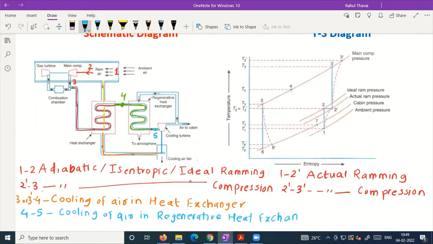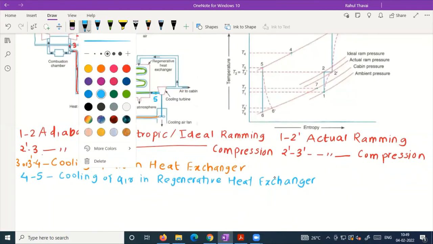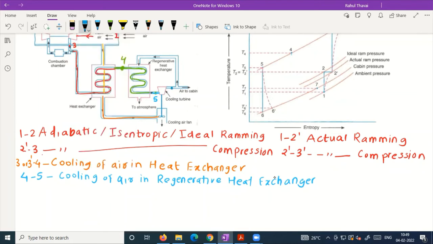In the regenerative heat exchanger. Okay. Now let us see the next process. 5 is the inlet to the turbine. Now 6 will be the exit of the turbine, right? So this point I will mark as point number 6. You can see this is point number 6. So 5 is the inlet to the turbine, 6 is the exit of the turbine.